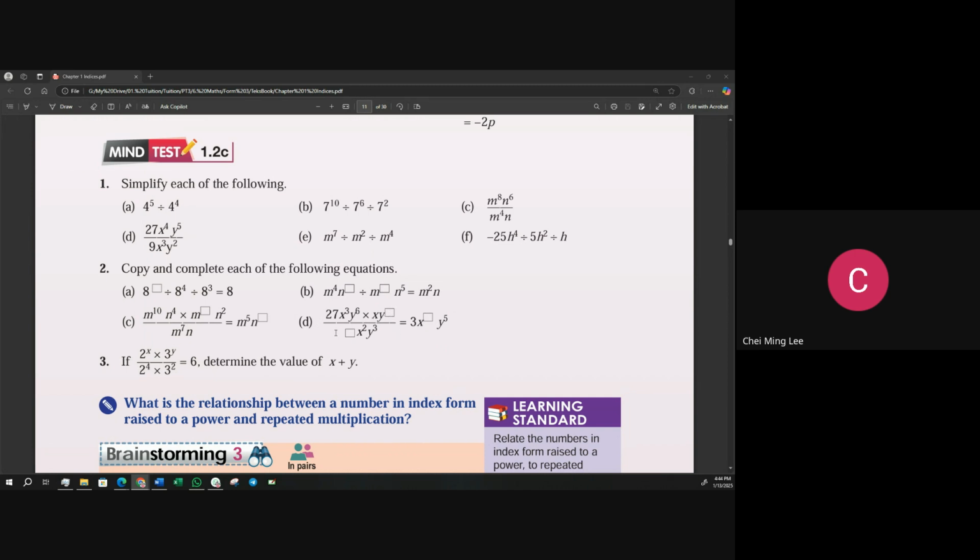Okay, now 27 divided by how much becomes 3? 9. So this one should be 9, yes. Then x to the power of 3 plus x to the power of 1 is 4, correct? 4 divided by 2 is minus 2, correct? So how much? 3 plus 1 minus 2 should be 2, correct? So the answer should be 2.